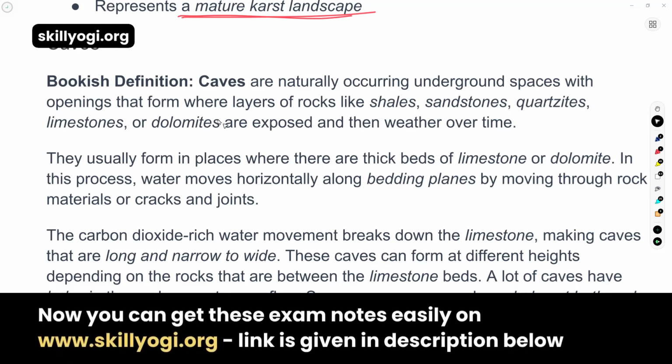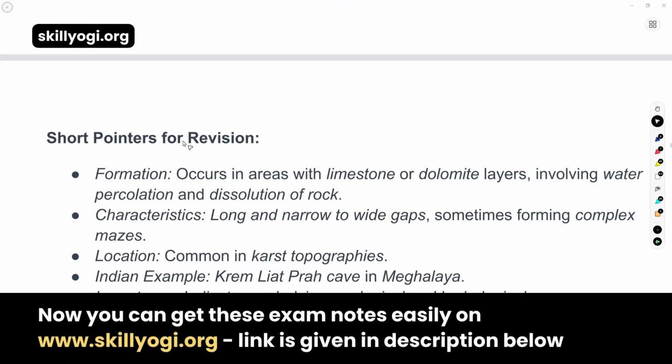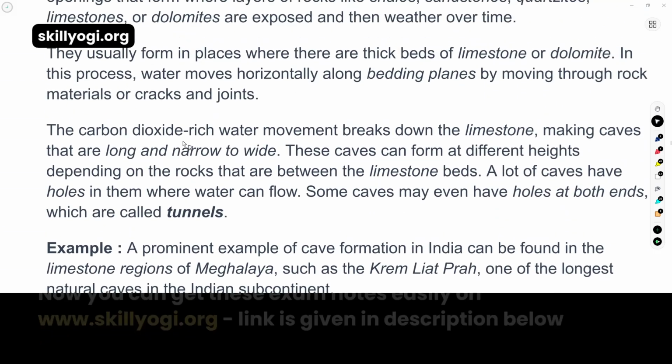Now we are going to learn and understand about caves. First we'll read the definition, then we will see an example, then we will learn the short pointers. We'll go through the short pointers, which will help us remember and revise it quickly. So let us see the definition here.